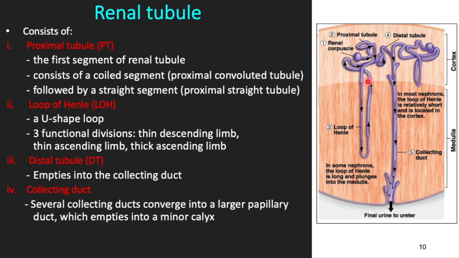After loop of Henle, there is distal tubule. Distal tubule then empties into the collecting duct. Several collecting ducts converge into a larger papillary duct which empties into minor calyx, where several minor calyces converge to form major calyx whereby urine will pass through before reaching the ureter.